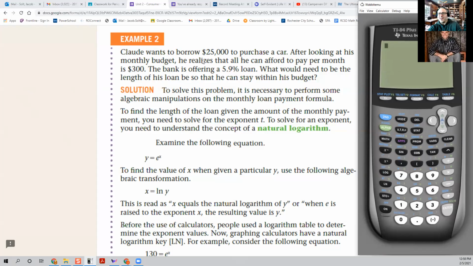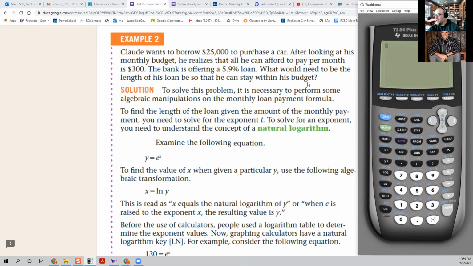He really wants his car, so he's willing to take out any loan for however long he needs to be able to afford this car. He really wants it bad. As we all know, taking out a big long loan like this is going to hurt him in terms of the interest and finance charges long term, but he doesn't care. Claude's willing to pay it. The bank is offering him a 5.9% loan. What would need to be the length of his loan so that he can stay within his budget?